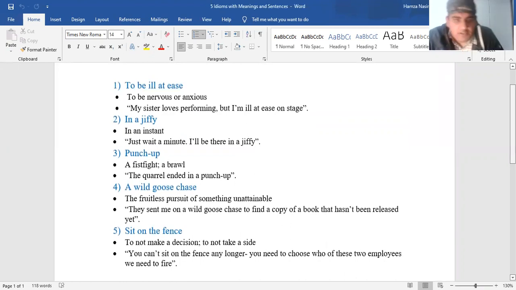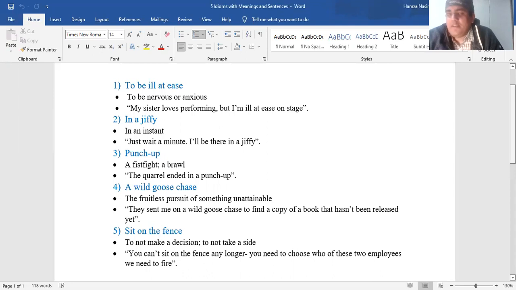The very first idiom is going to be to be ill at ease. So it's an idiom which basically means to be nervous, to be anxious. There's that saying, having butterflies in your tummy sometimes before a major exam, or a public presentation or a conference. You sometimes get those jittery feelings. So that is an idiom that is called to be ill at ease, which means to be nervous or anxious.